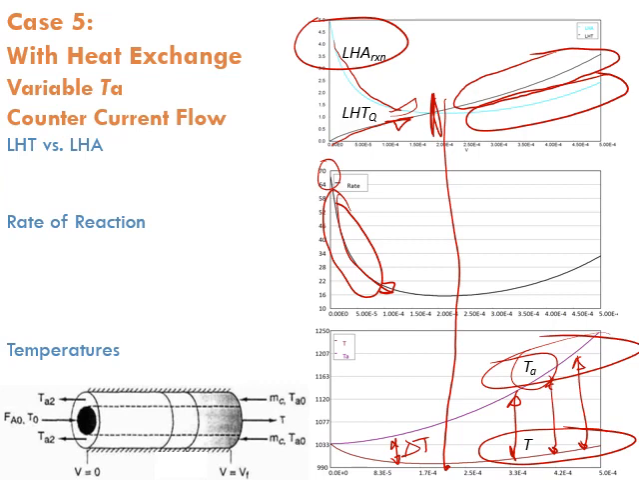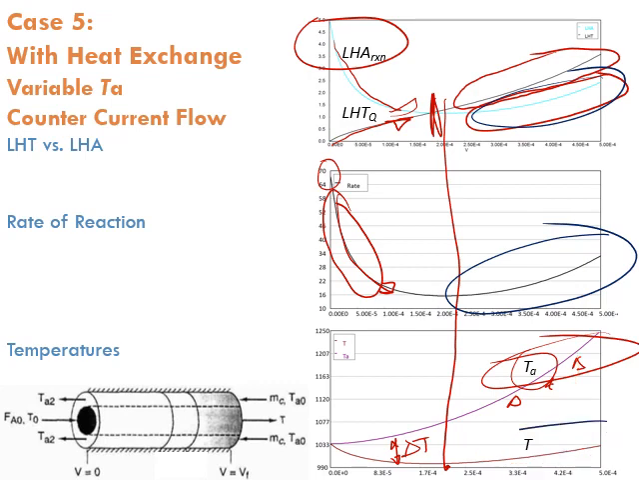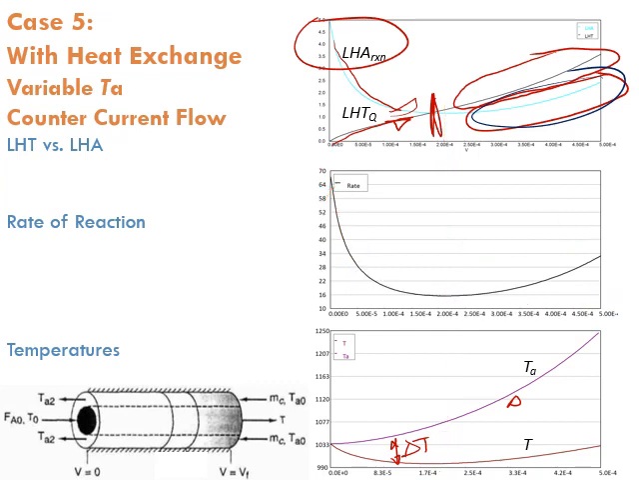Why is the localized heat absorbed large? Well, this is because the rate of reaction starts to increase. Why is it increasing? Because the temperature started to increase. And we explained why the temperature started to increase: because the localized heat transferred to the reactor is more than the localized heat absorbed by the reaction. So this is a very interesting phenomenon that we have here, which we explained.